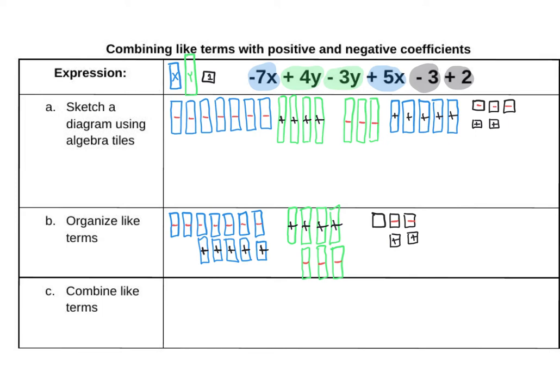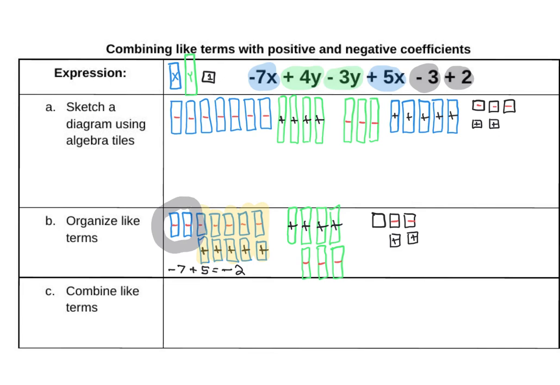So once we get to this point, we can think of these really just as their coefficients. Working with my x's first, I know that these are all x's. So I'm just going to think of this as -7 plus 5, which equals -2. And you can see that visually also. I have a 0 pair right here, and a 0 pair right here, right here, right here, right here. That all just turns into 0. And what I'm left with is just 2 negative x's.